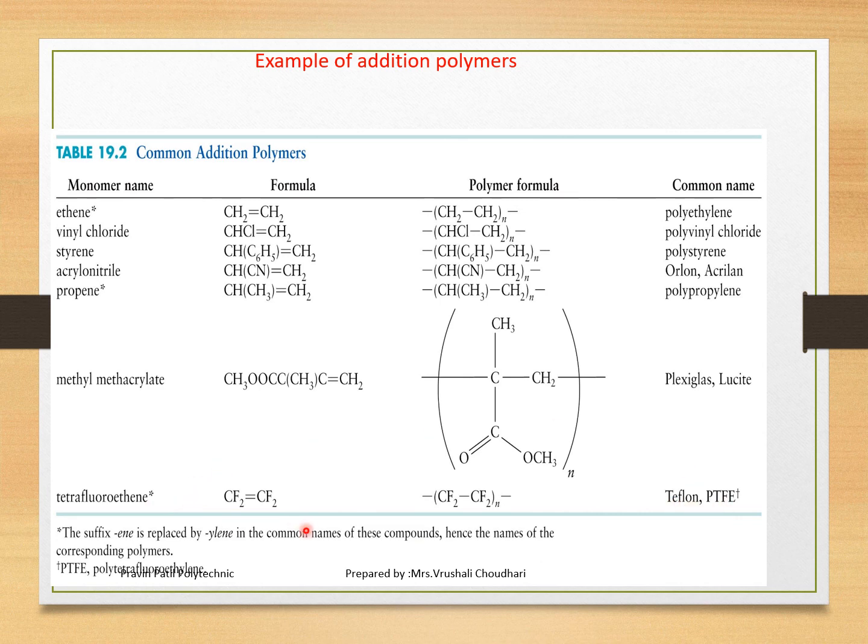So what happens when polymerization takes place? The prefix poly is attached to the monomer name and it forms, for example, polyethylene. If the monomer is ethylene, the polymer is called polyethylene. If the monomer is propene, the polymer is called polypropylene.